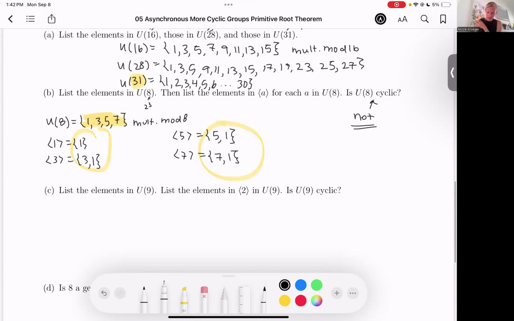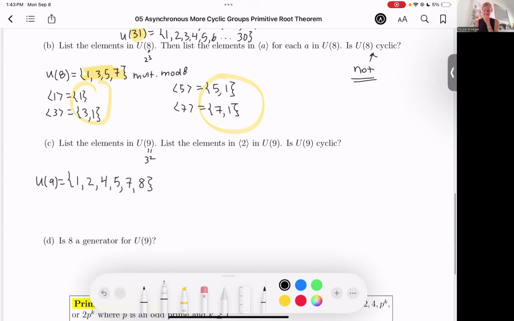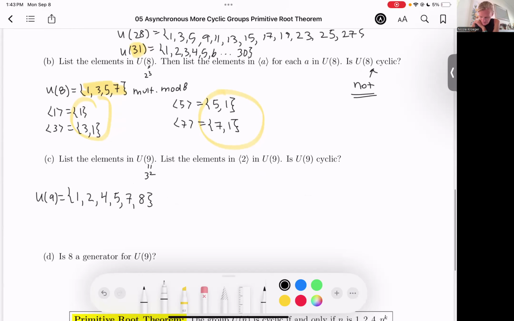If we look at U9, 9 is 3 squared. So the things in U9 will be the numbers that are not divisible by 3 at all. So I have 1, 2 is okay, 3 is not okay, 4 is okay, 5 is okay. 6 is divisible by 3, so no 6. 7 and 8 are both okay. And then this is asking me to list the elements in the set generated by 2. So I'm going to have 2.